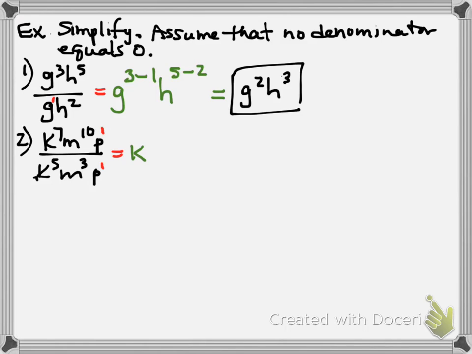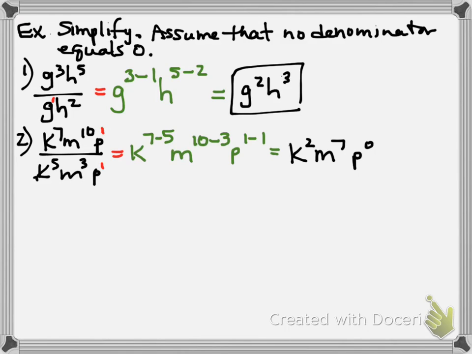So I have k, numerator take away denominator, so 7 take away 5 on the exponents. M, it would be numerator take away denominator, so 10 take away 3. P, numerator take away denominator, 1 take away 1. And then the answer would be k squared, m to the 7th, and then I get this guy.